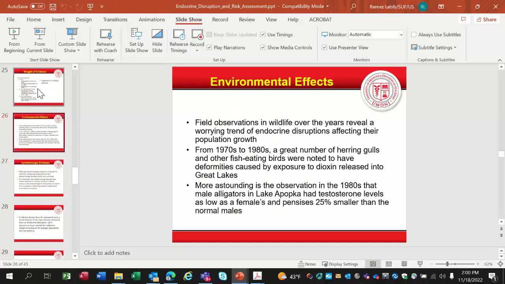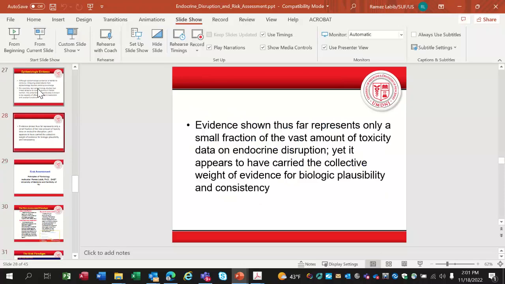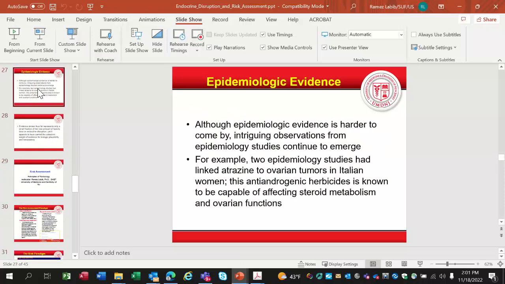Just very quickly, the environmental effects, I mentioned a couple of examples, and then the weight of evidence from epidemiological studies, and I mentioned two examples. One is atrazine, the other example is diethylstilbestrol that results in vaginal cancer.